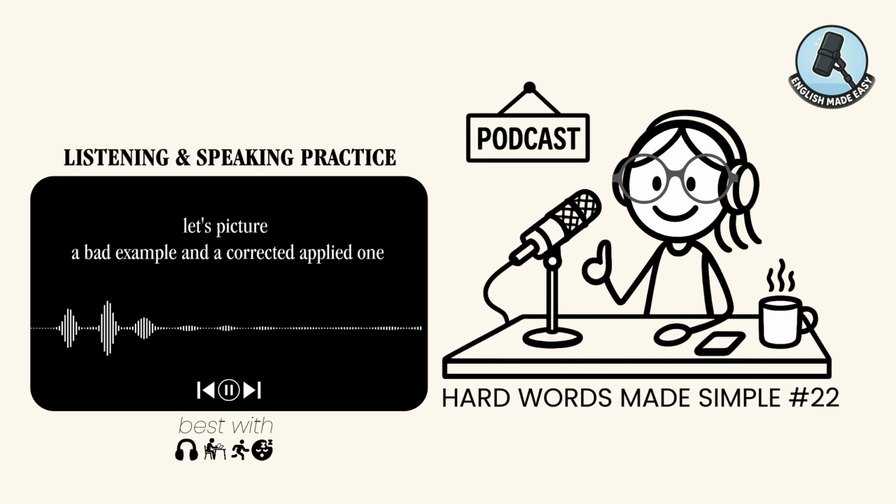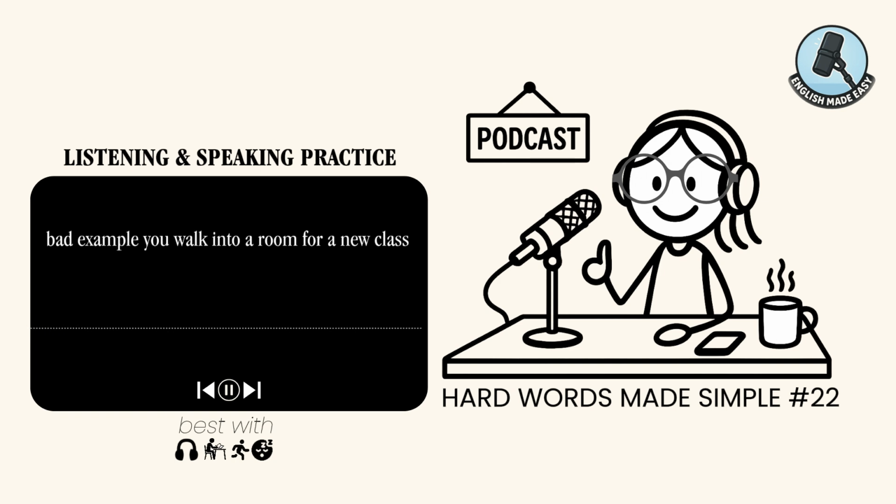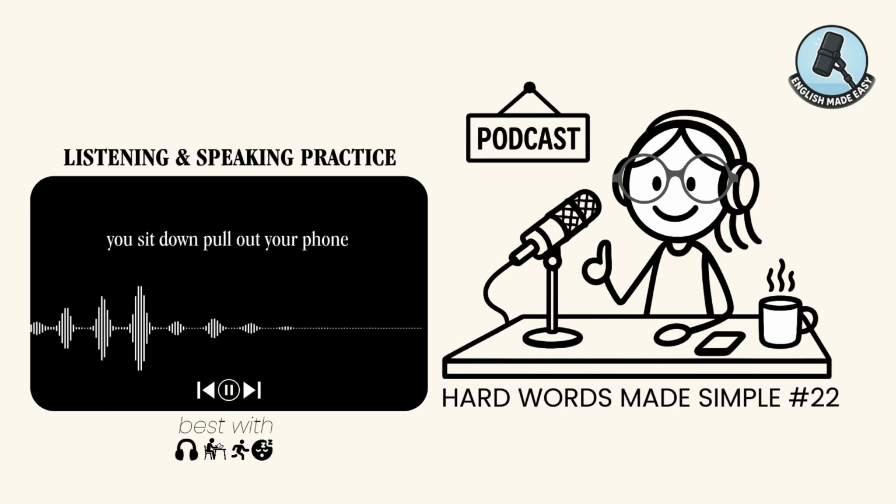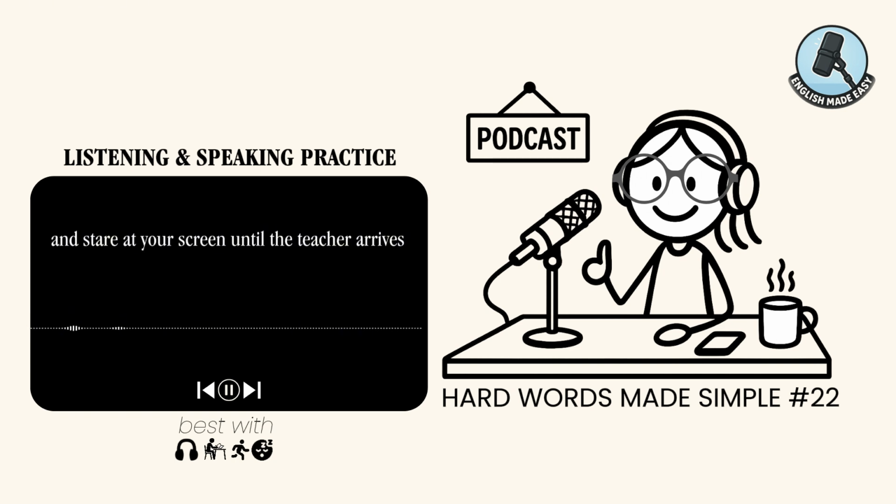Let's picture a bad example and a corrected applied one. Bad example. You walk into a room for a new class. You feel nervous. You immediately find a chair in the corner. You sit down, pull out your phone, cross your arms, and stare at your screen until the teacher arrives. You have sent a powerful message to every other person in that room. I am not available for conversation.